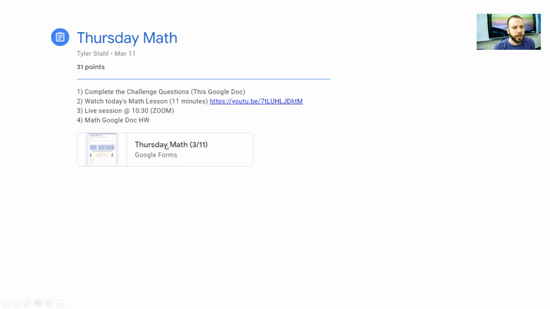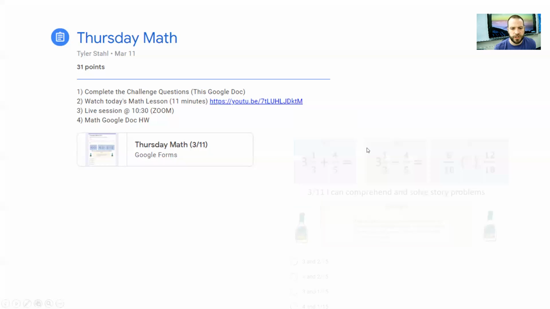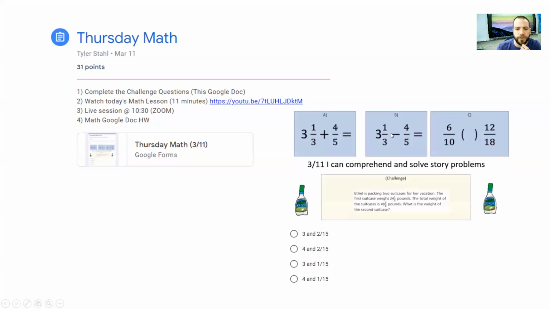Once you're finished completing what we call the challenge questions, which are those 3 questions, it looks like this. When you click this Google Doc, it's going to show you 3 different questions and then a challenge question. A challenge question is a challenge. I really like for you to focus on the 3 square questions that are blue, because those are all review. Those are things you should have already been taught, and it's a way to keep those skills strong.